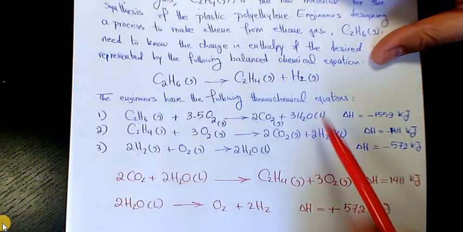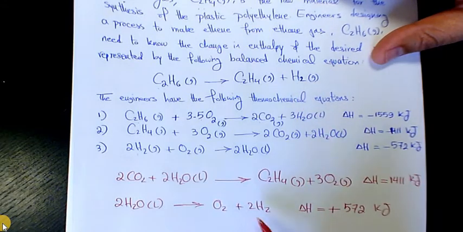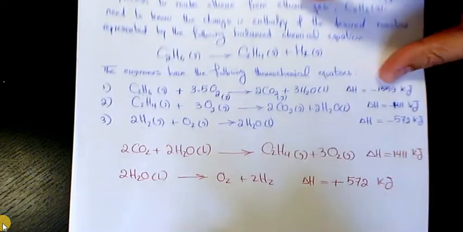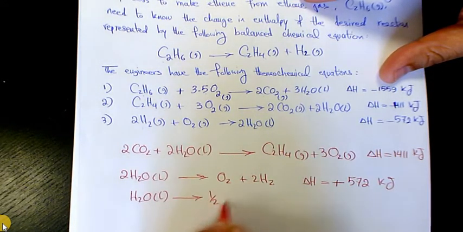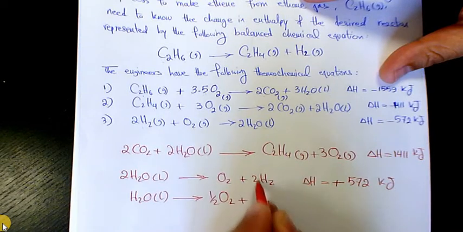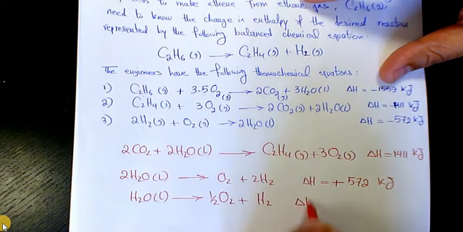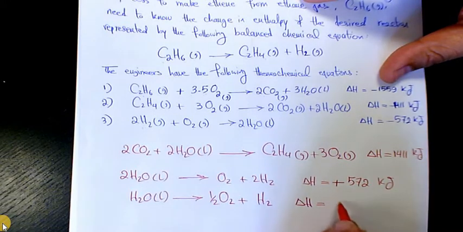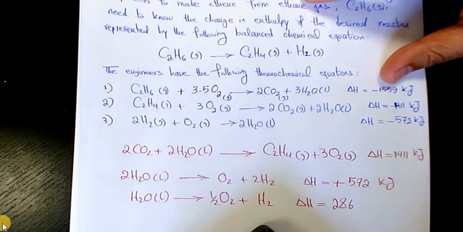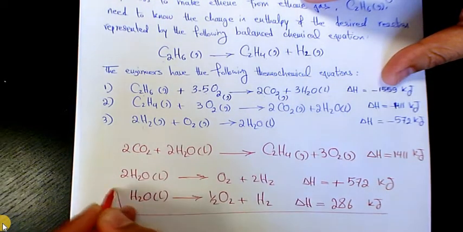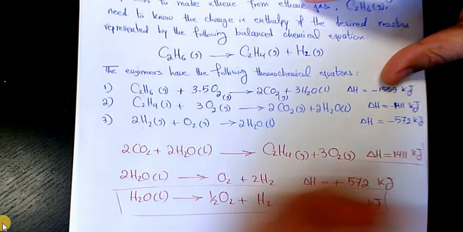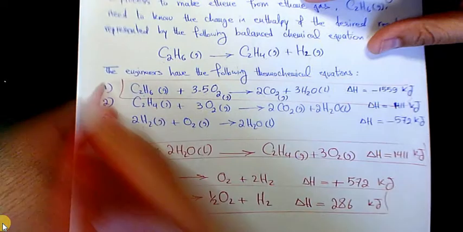But as you see here, the coefficient of H2 is 1. The coefficient of H2 here is 2. So we need to divide everything by 2. So it's going to be H2O liquid is going to give us 1/2 O2 plus H2. Because we divide this one by 2 it is going to be 1. Delta H is going to be 572 divided by 2, which is 286. Let's check it with the calculator. 572 divided by 2 is 286. Yeah. Kilojoules.